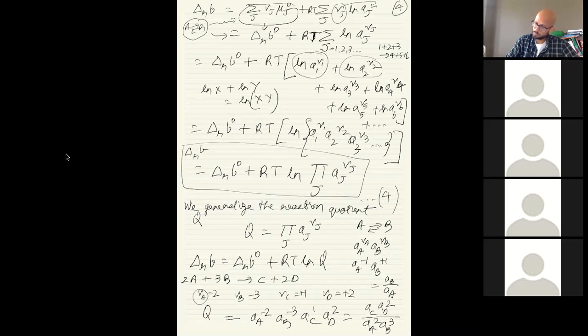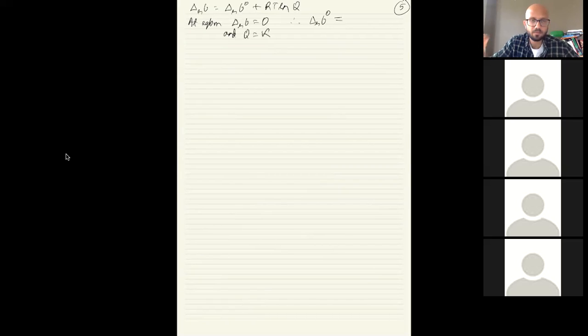And so let's go to next page. So we wrote down so far that delta Rg is equal to delta Rg naught plus RT ln Q. Once again, at equilibrium, we expect delta Rg is equal to 0. Therefore, delta Rg naught is equal to, and at equilibrium, we called Q is equal to K. The value of Q at equilibrium becomes K, the equilibrium constant. Therefore, once again, delta Rg naught is equal to minus RT ln K. We saw it for A going to B, but it's the same general thing.